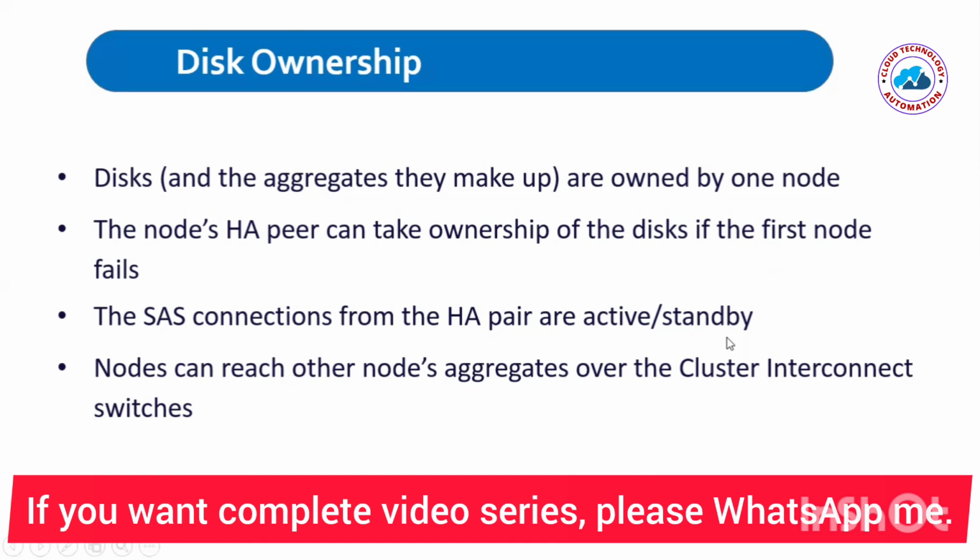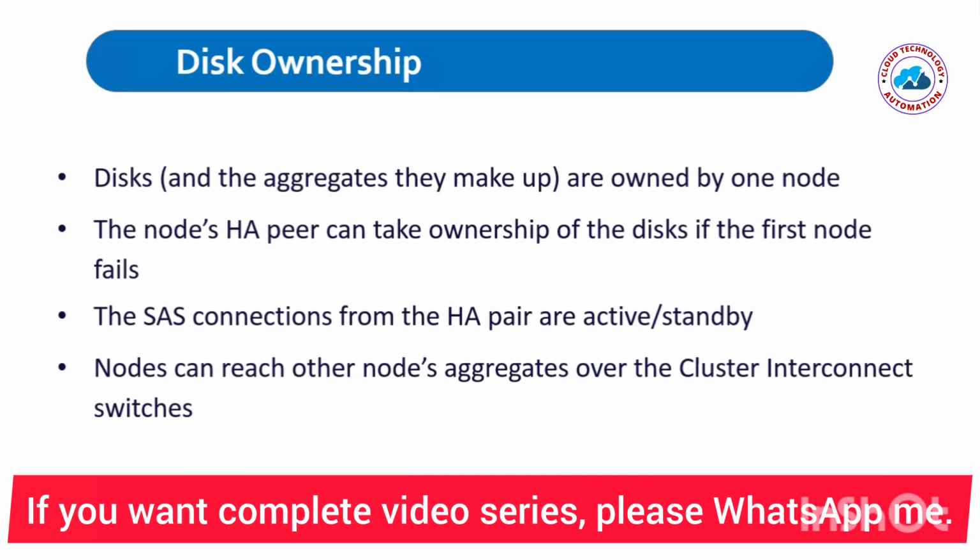The SAS connection to the disk shelf we discussed in the disk shelf module. One will be active and the other will be passive. The primary one will be active, and the secondary will be passive. Suppose node 1 has a connection to the disk shelf below that controller, so that is the active one. When node 1 connects to the partner disk shelf, that connection will be passive, not active. That will become active when the partner node fails.